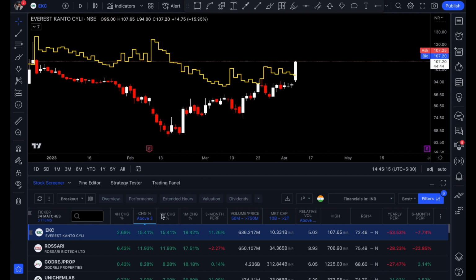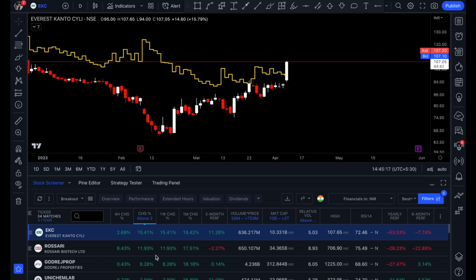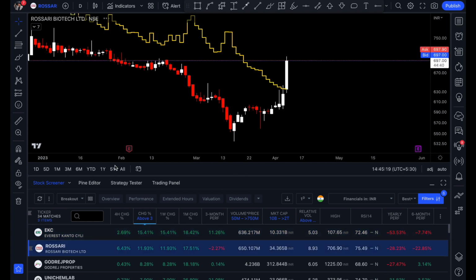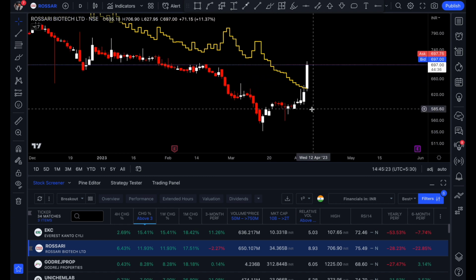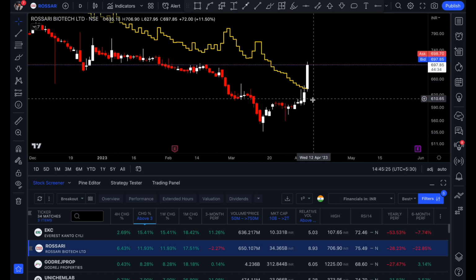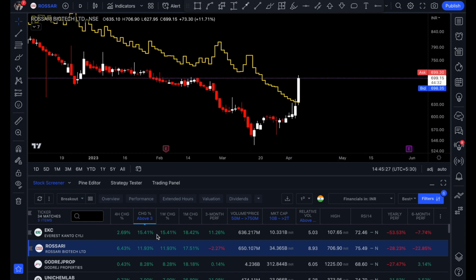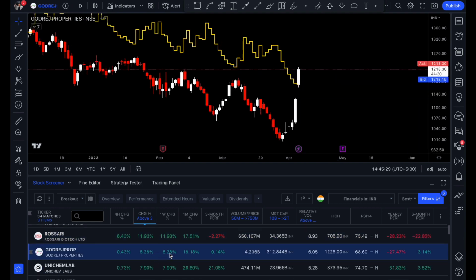Now that we have identified, for example, this stock, I'll walk you through the other stocks as well. So for example, if I click on Rosari, you'll see it has been under good momentum for a few days and it has crossed the breakout indicator. It also makes for a good breakout trade.